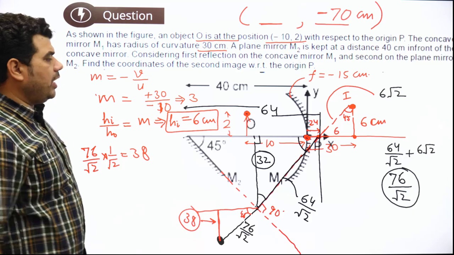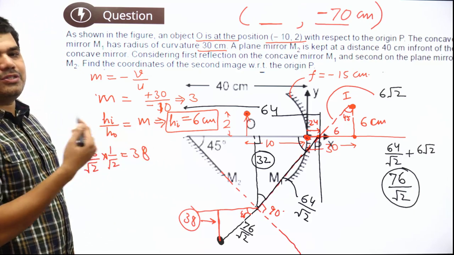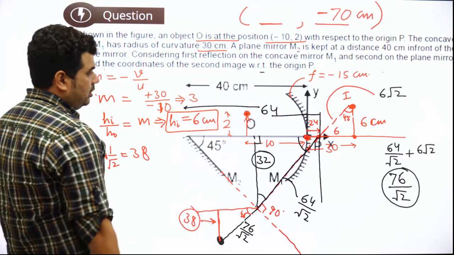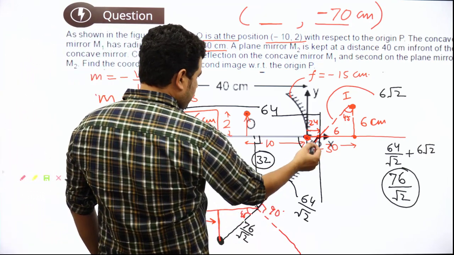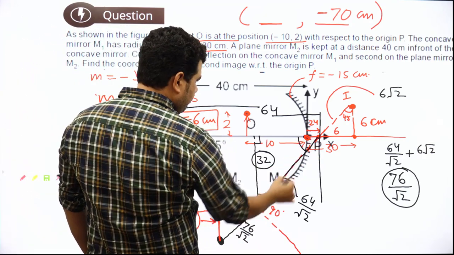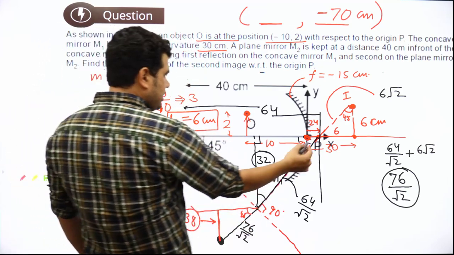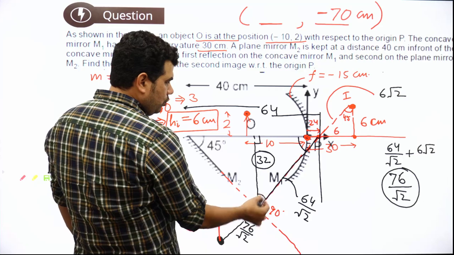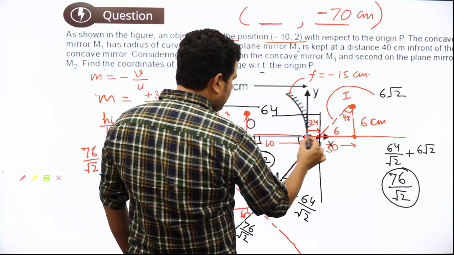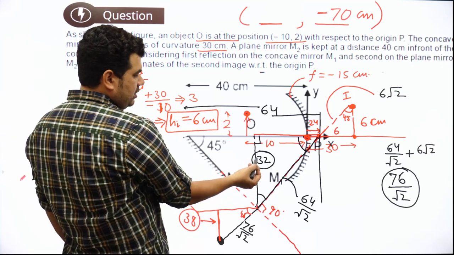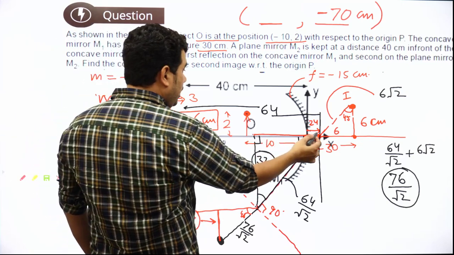Now we have to find also the x coordinate. See here, how can we find the x coordinate? If this is 64 by root 2, got it? Then what about this? This is 32. As it is 45 degrees, this is 32, so this is also 32.